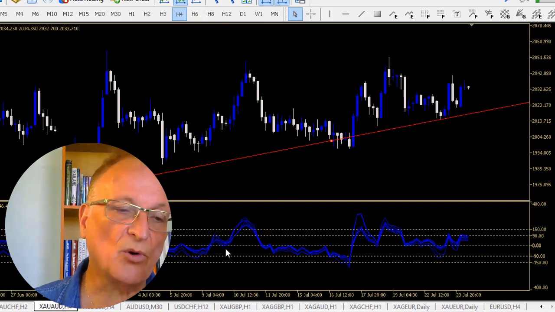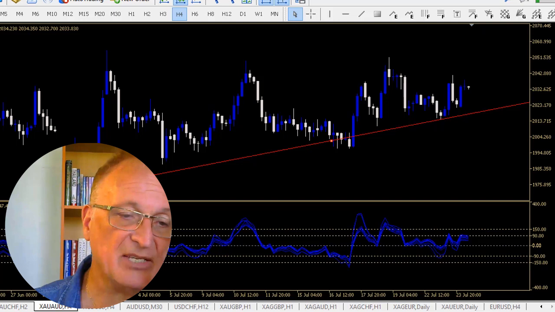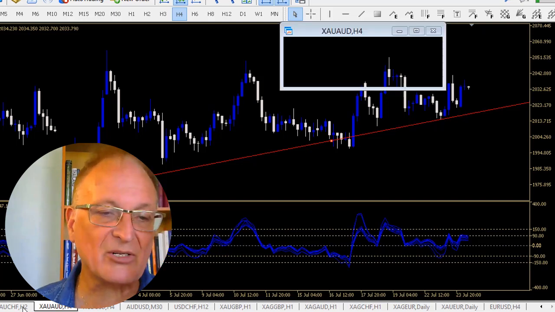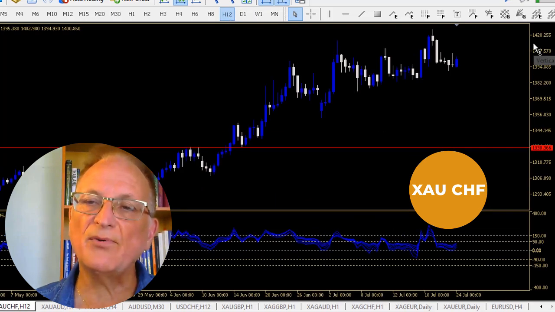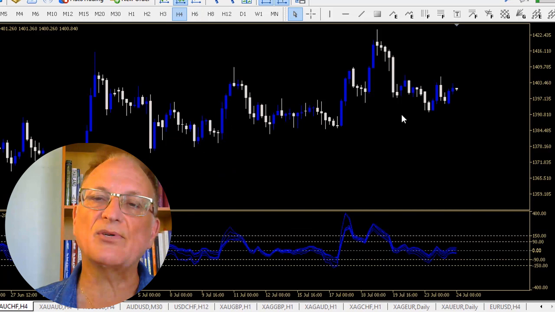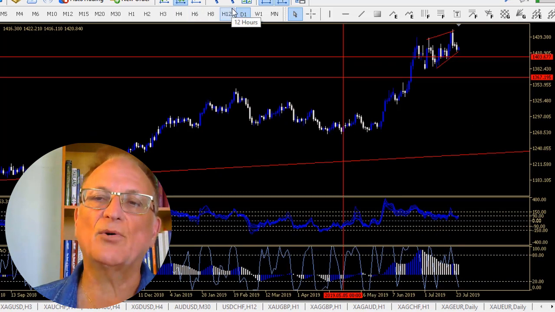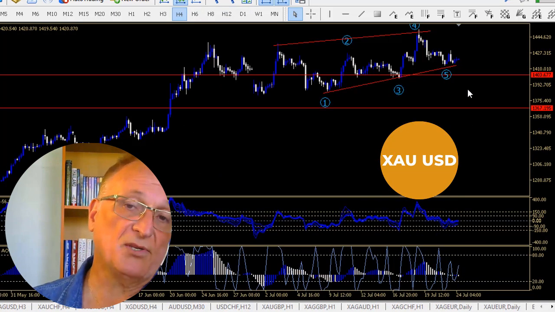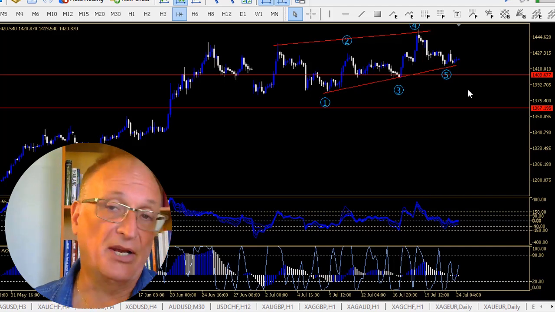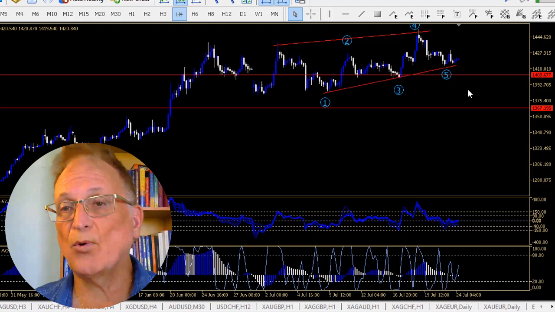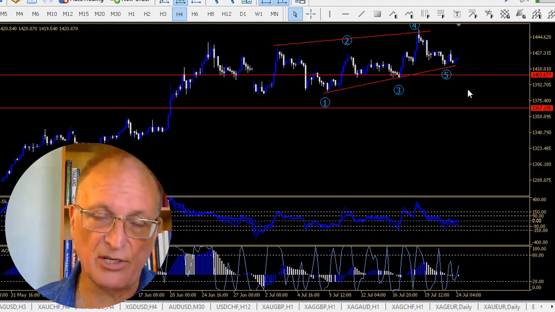And then when you get to gold versus the Aussie, maybe it is more clear, maybe it is less clear. Gold against the Swiss. Look at that pattern. Notice how it's different. Notice how it's the same. Then look at gold against the dollar. So this is what I'm doing continually, constantly, not just on gold, but on all Forex currency pairs. This is actually how I trade.